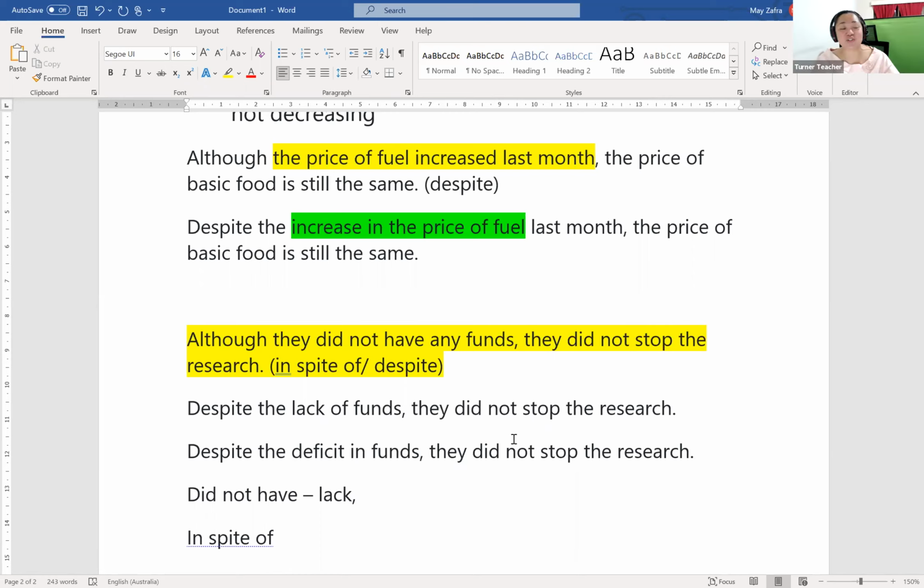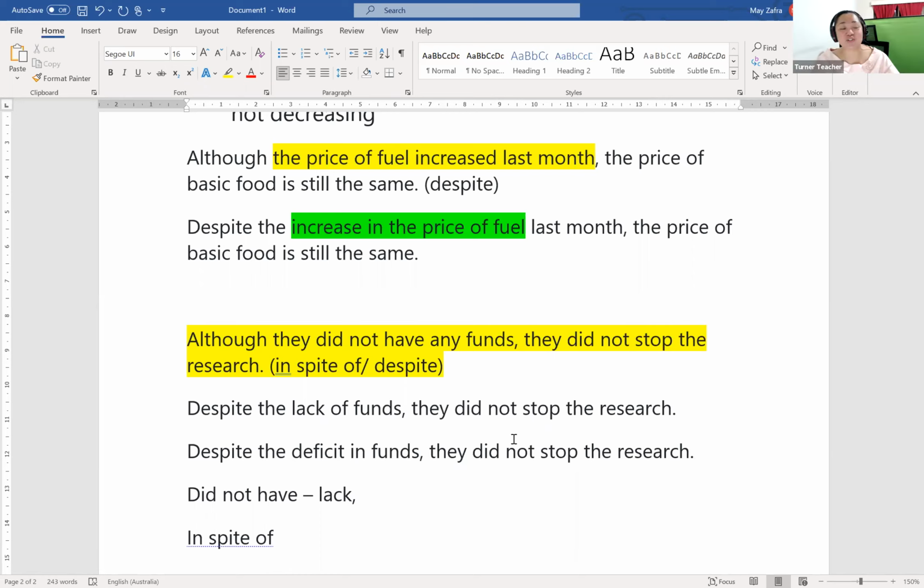Yes. Despite the absence of funds. Yeah, good. Well done, guys. You're getting it. A little bit more practice. What if we choose limited instead of scarce funding? So despite limited funding, yeah. In spite of limited funding. Yeah, that's fine. Despite the deficit in funds, yeah, they did not stop the research.